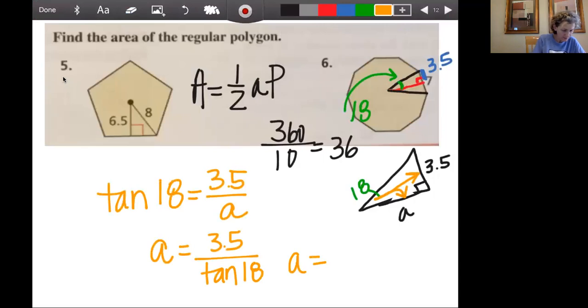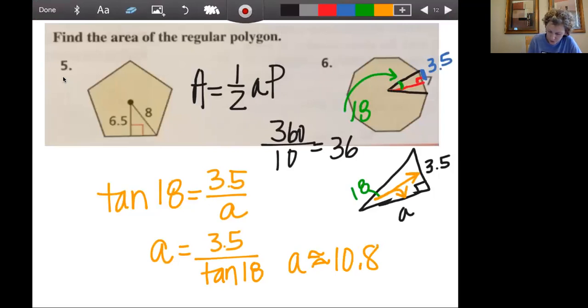So my apothem, let's go to our calculator, will be 3.5 divided by tangent 18. And so I get that my apothem is 10.8. And keep in mind, these are all going to be approximate because we're going to round. So my apothem is 10.8.